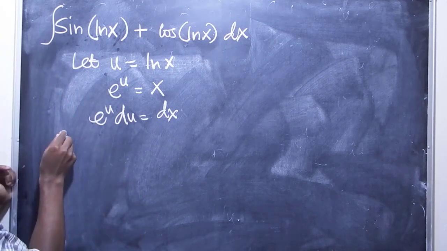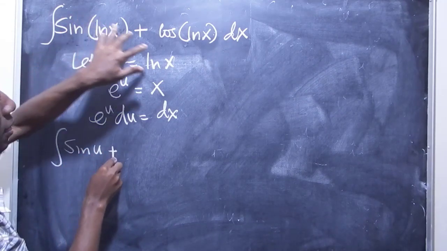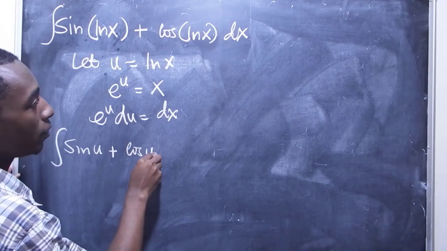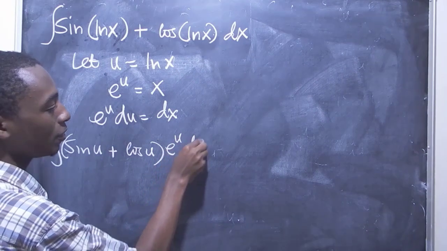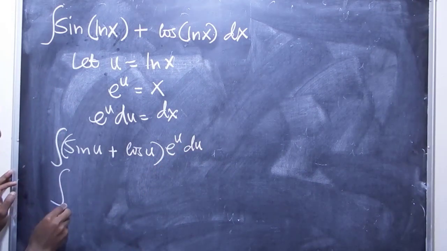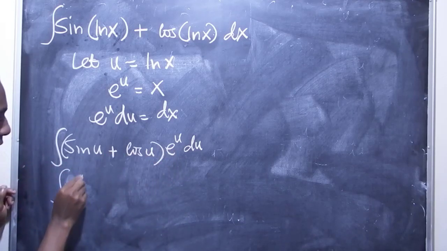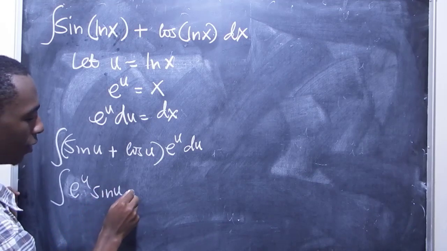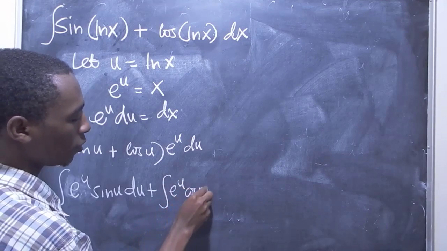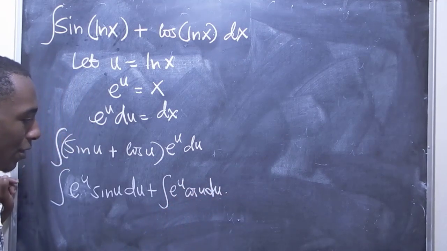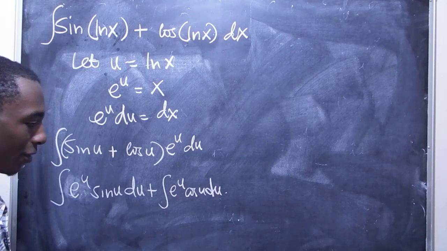So let me rewrite the integral now. That's the integral of sine of u plus cosine of u, and instead of dx, I should just put brackets here and say e to the u times du, which I could of course write as... I prefer to write e to the u sine u du plus the integral of e to the u cos u du, and I think this looks nicer. So let's evaluate this and then bring back the two integrals together.